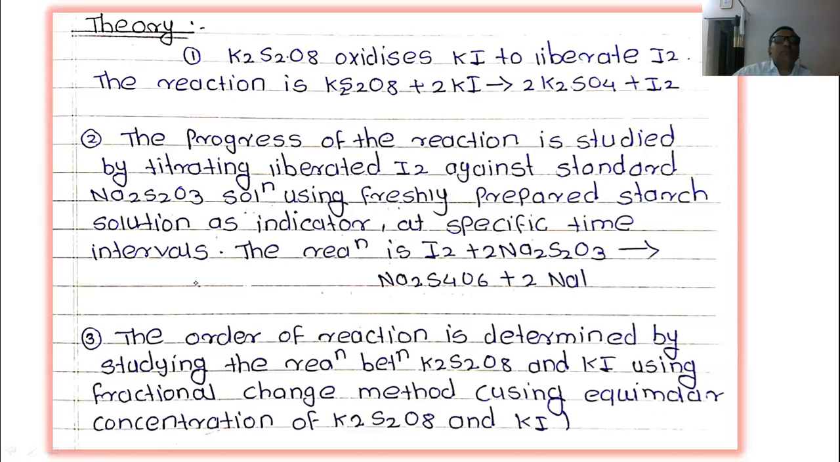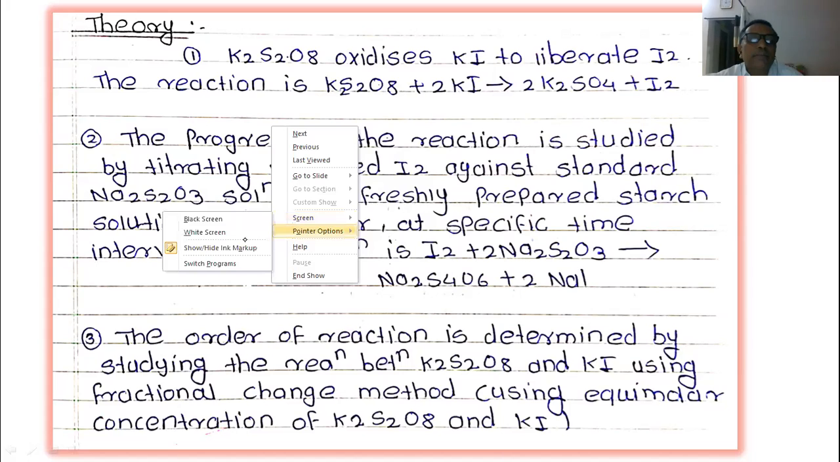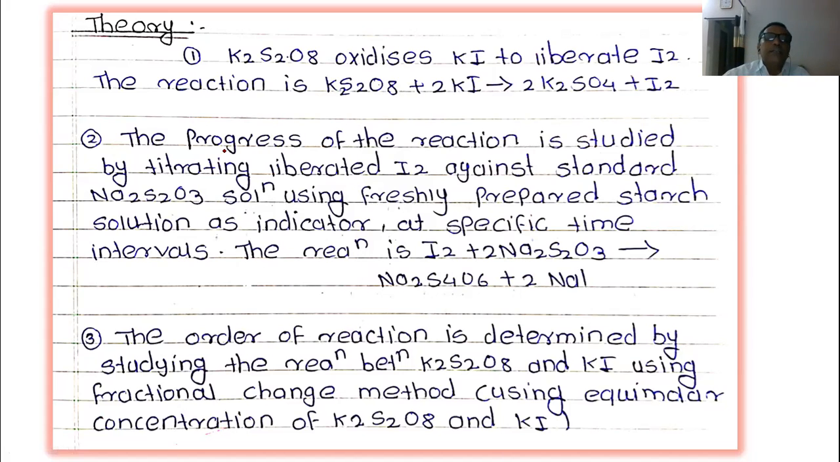So let us see the theory behind this experiment. In this experiment, potassium persulfate reacts with KI. Potassium persulfate oxidizes KI to liberate iodine. So when the reaction between potassium persulfate and KI takes place, iodine is liberated. You can see the reaction shown here: potassium persulfate reacts with potassium iodide, and there is formation of potassium sulfate and I2. So I2 is liberated here.